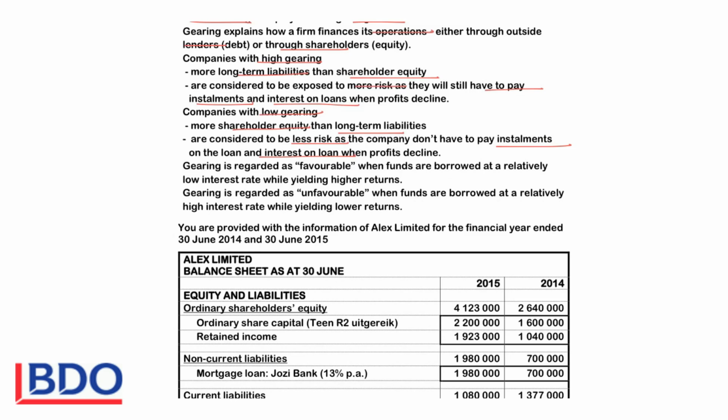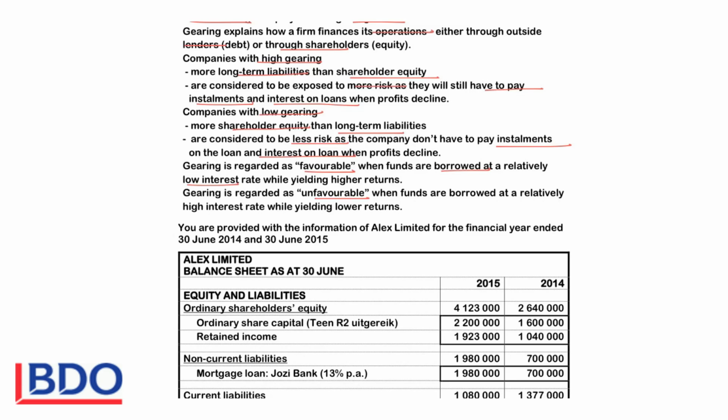Gearing is regarded as favorable when funds are borrowed at a relatively low interest rate, but it results in good returns. So if we borrow money at, say, for instance, 10% interest rate, but the profits that we make increase to 20% as a result of this loan, then we have a favorable gearing.